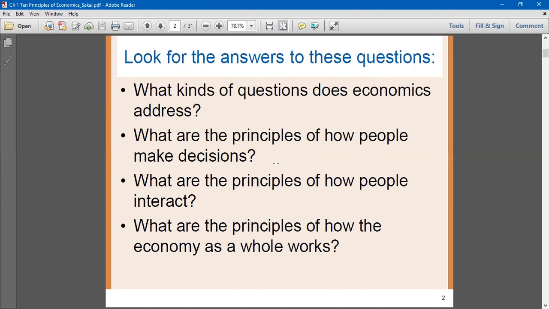And then how does the economy as a whole work? Okay, how does it actually work? So when we bring together all the various economic units, we are talking about individuals, we are talking about firms, the government. When we combine them, how exactly does it work? We will also try to answer that. So these are just the questions that we are looking at.